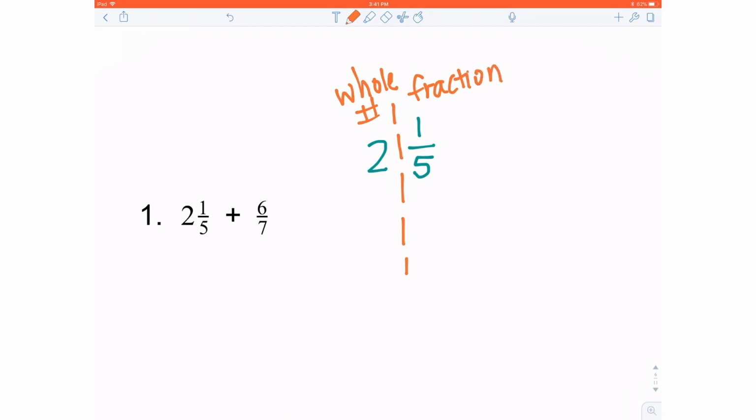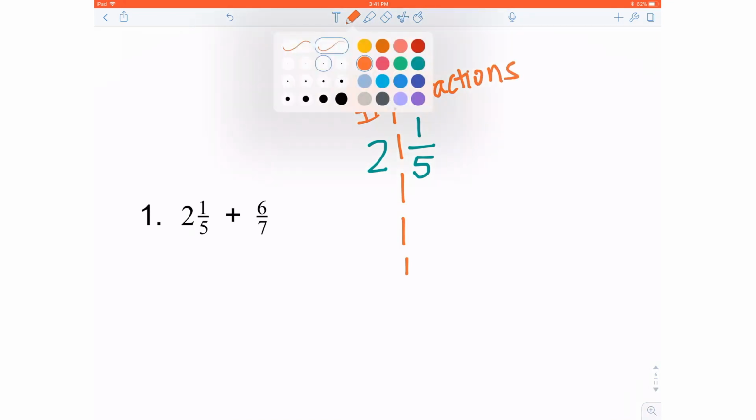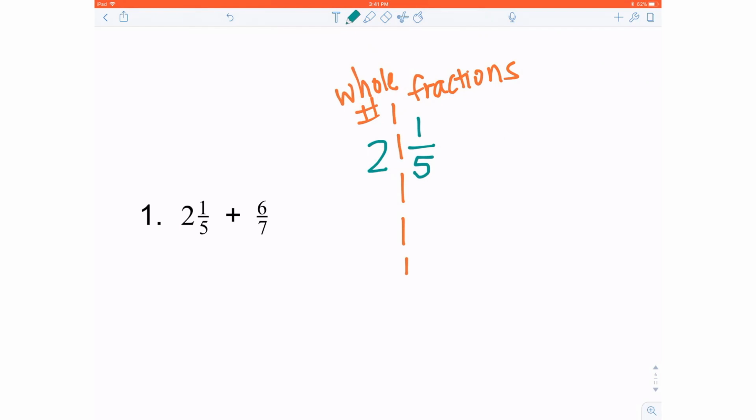Okay? So as we're adding, we're going to put the whole numbers on one side and the fractions on the other. So here we have 2 1/5. And here we're going to put 6/7. There is no whole number, there's only fraction. So I'm going to put it on this side. And I'm going to add it.